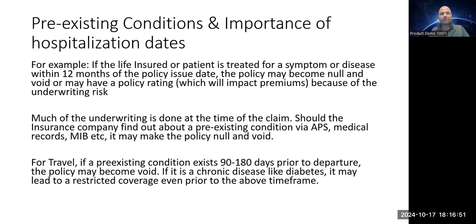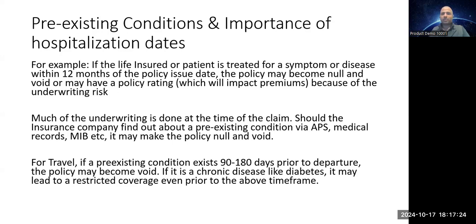Now, hospitalization dates are also used to check on your pre-existing conditions. For example, if the life insured or the patient is treated for a symptom or disease within 12 months of the policy issue date, the policy may become null and void. This has to do with pre-existing conditions. So if you have a disease and it shows up within 12 months of the policy issue date, and let's say you didn't declare this disease on the application, then your policy may be canceled.